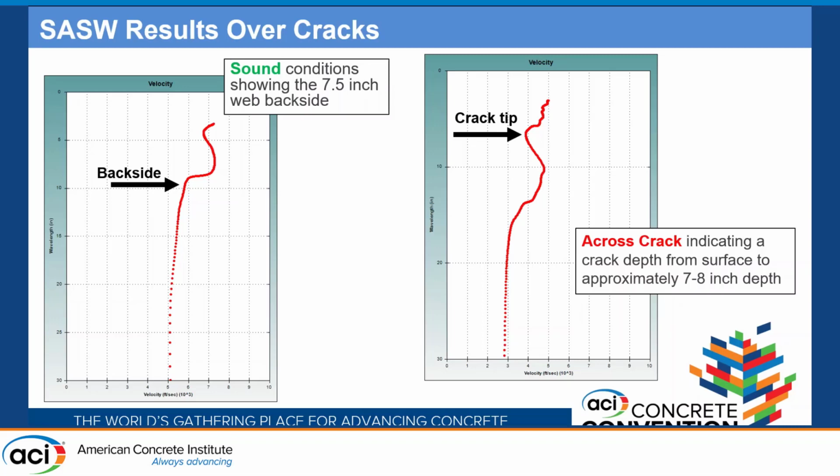On the right side, we see an example result for an SASW across a crack, indicating low velocities and then an inflection point where that velocity starts to increase, which is typically correlated with the crack tip. If you think about it as velocity and depth, there is good material past that tip. That's why there's an increase in the velocity.